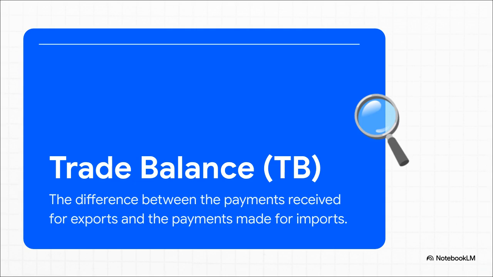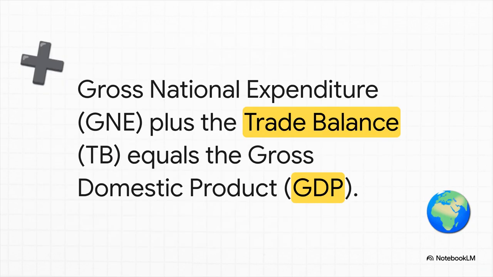Simple as that. And this little adjustment is how we get to that number we hear about all the time, GDP. You just take what the country spends on itself, the G&E, and you add the trade balance. This gives you the total value of everything that was actually produced inside that country's borders. That's the gross domestic product.